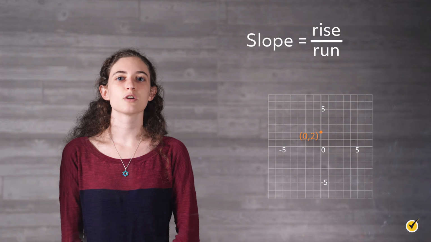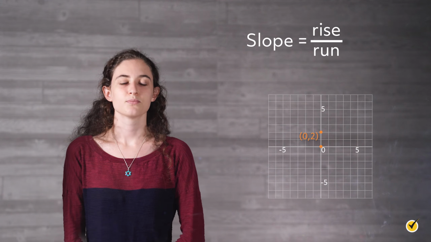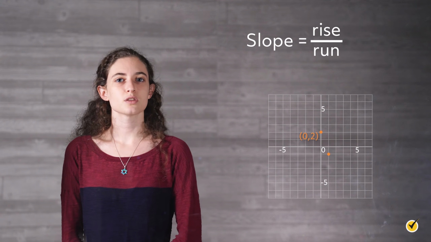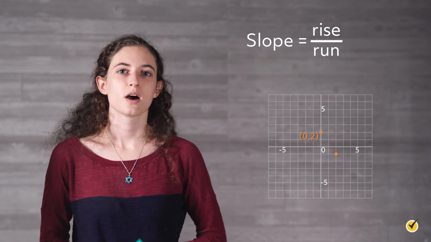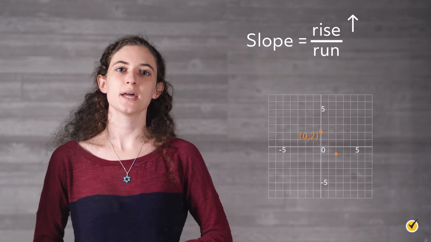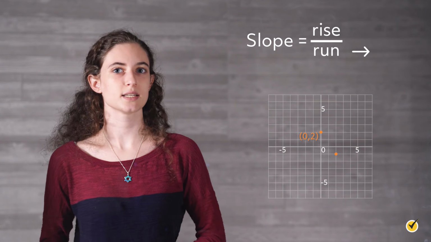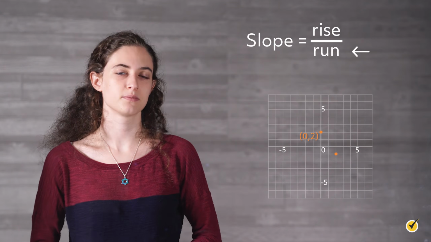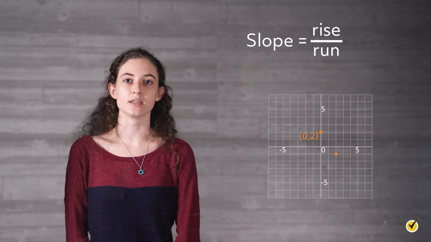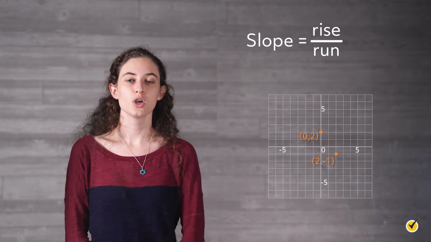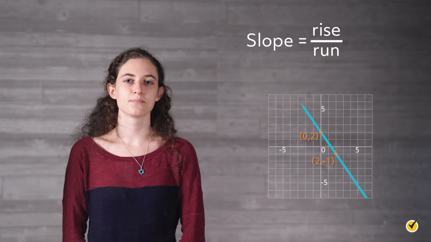Because the numerator of the slope is negative 3, move 3 units down from the y-intercept. From there, move 2 units to the right as indicated by the denominator of the slope, 2. Note, a positive rise will be up and a negative rise is down. A positive run is right, and a negative run is left. This movement from the y-intercept brings you to another point that is on the line, 2, negative 1. With 2 points plotted, you can graph the straight line that extends through them.